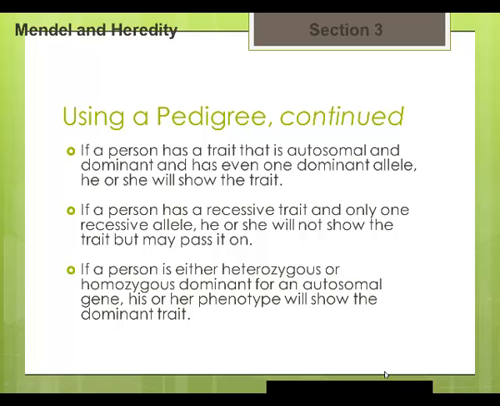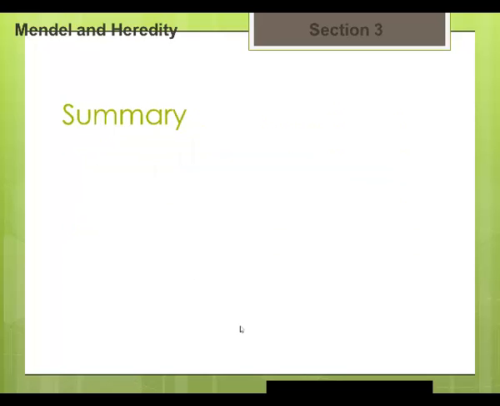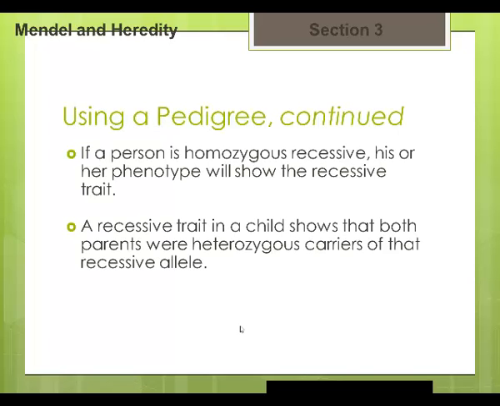If a person is either heterozygous or homozygous dominant for an autosomal gene, his or her phenotype will show the dominant trait. If a person is homozygous recessive, his or her phenotype will show the recessive trait. A recessive trait in a child shows that both parents were heterozygous carriers of that recessive allele.